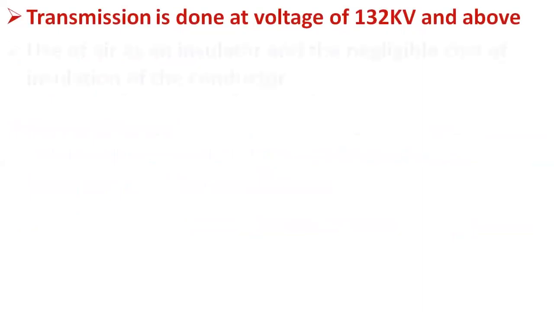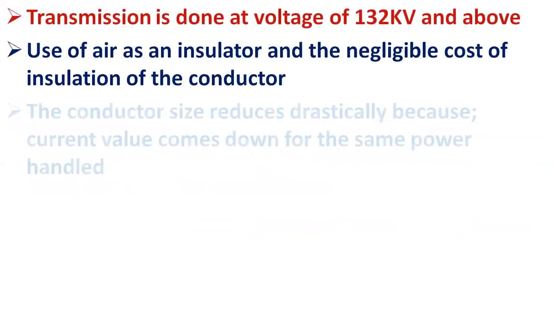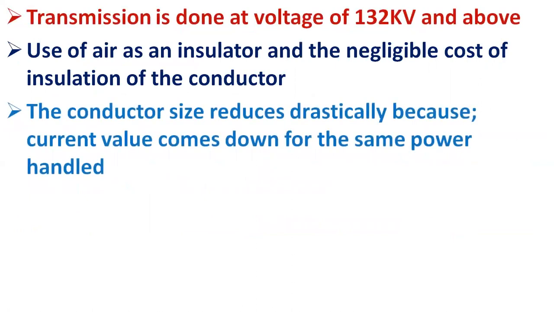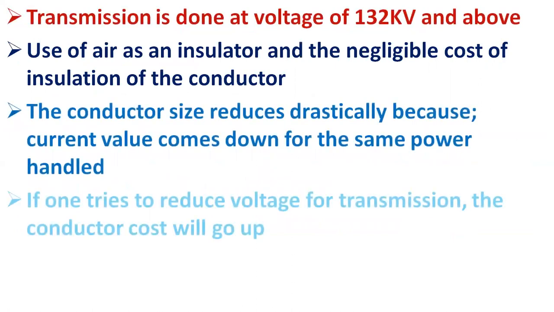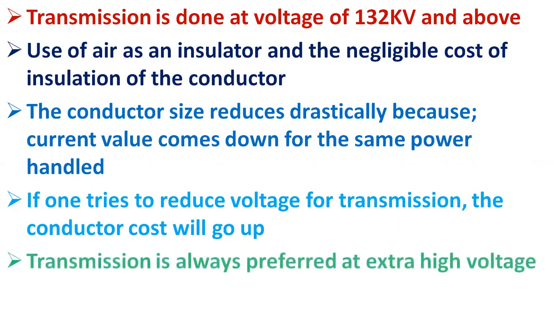On the other hand, transmission is done at voltage levels of 132 kilovolts and above. Here, the obvious advantage is the use of air as an insulator and the negligible cost of insulation of the conductor. The conductor size reduces drastically because the current value comes down for the same power handled. Again, if one tries to reduce the voltage for transmission, the conductor cost will go up. Hence, transmission is always preferred at extra high voltage.